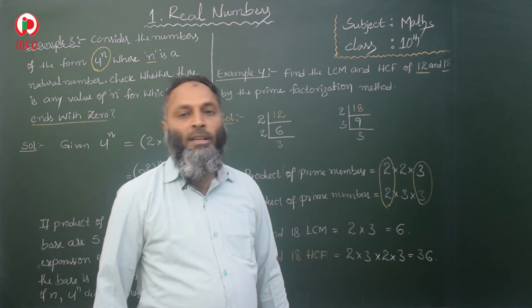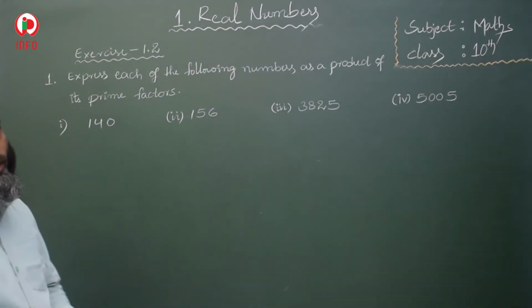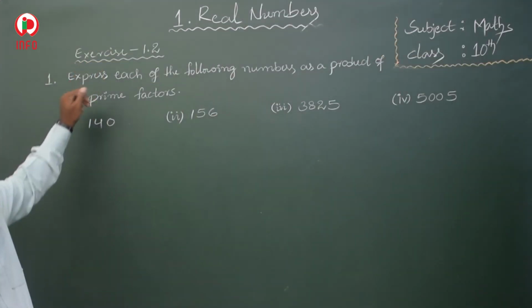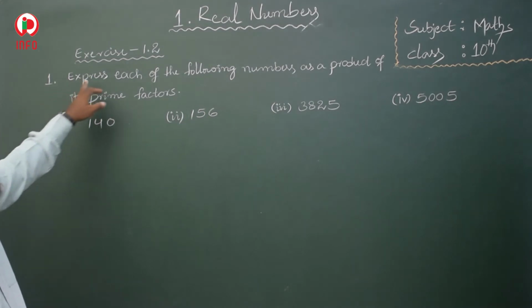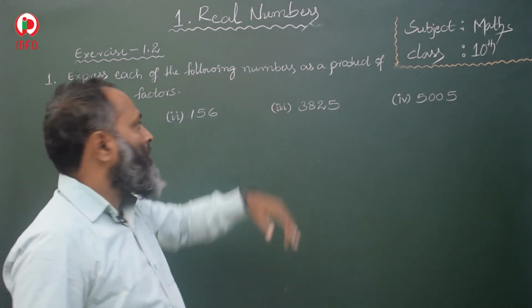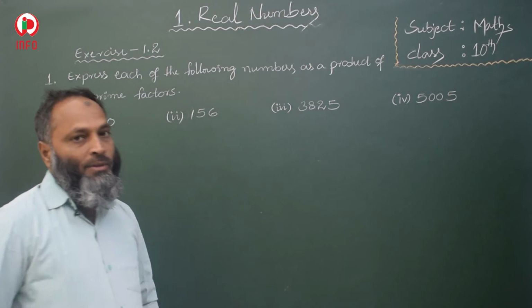Okay students. Now see here, in exercise 1.2, the first question: express each of the following numbers as a product of its prime factors.